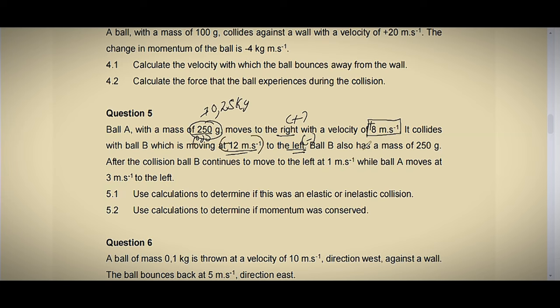So ball B also has a mass of 250 grams, which is 0.25 kg. And then after the collision, ball B continues to move to the left at 1 meter per second. So we want to write it as negative 1. While ball A moves at 3 meters per second to the left, it's a negative. So we're going to write this one as negative 3. So you can see that.